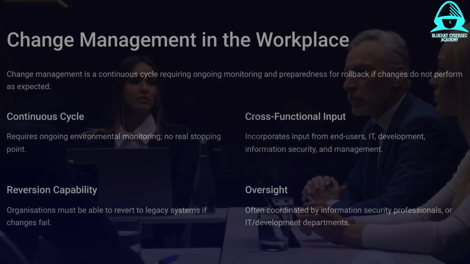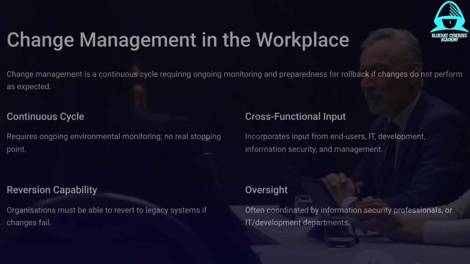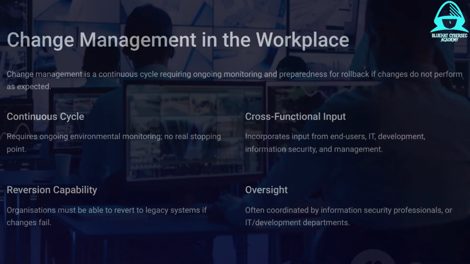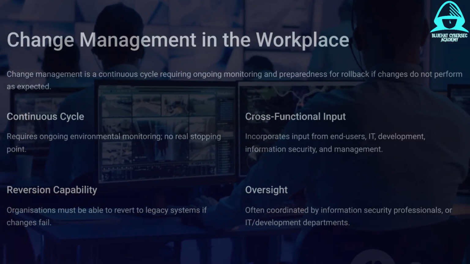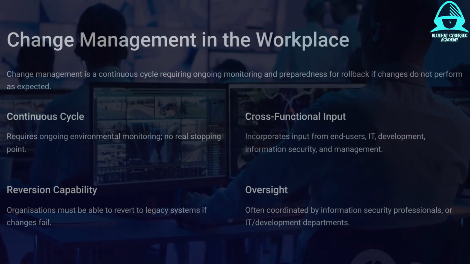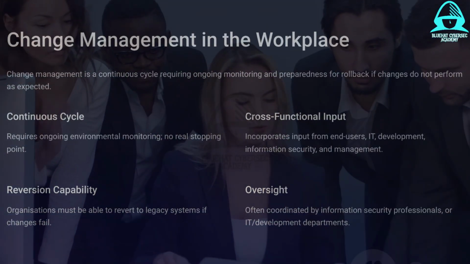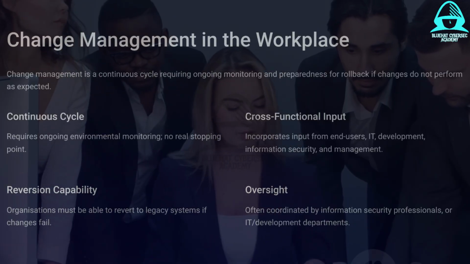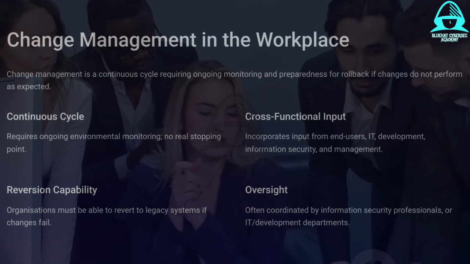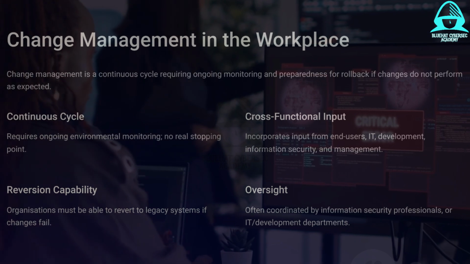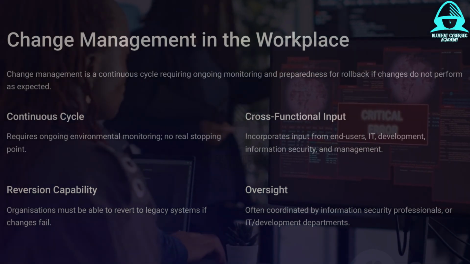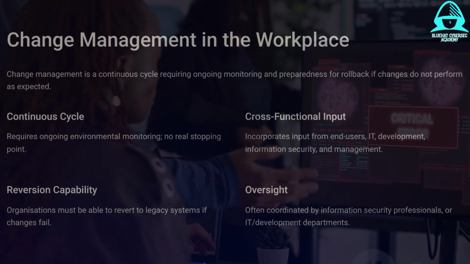Finally, let's examine how change management functions in the workplace. Change management operates as a continuous cycle with no real stopping point, requiring ongoing monitoring of the environment. Any requested change must go through appropriate approvals, and the organization must always be prepared to roll back if necessary. If a change does not work as expected, the organization must be able to revert to the legacy system.